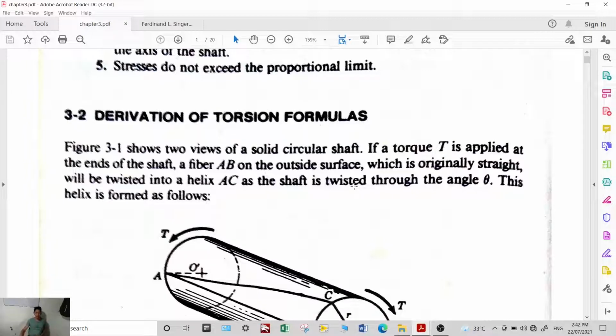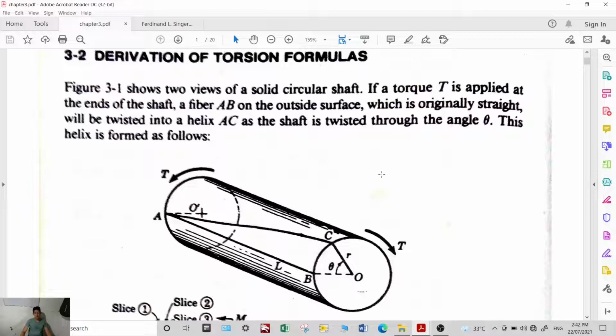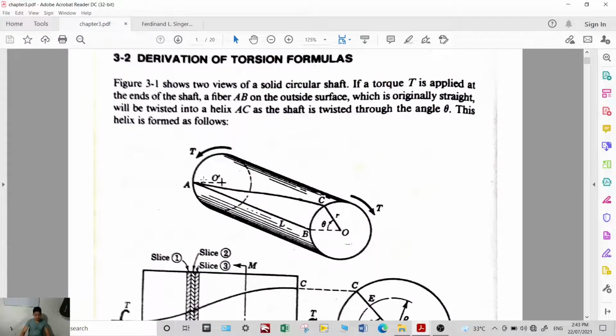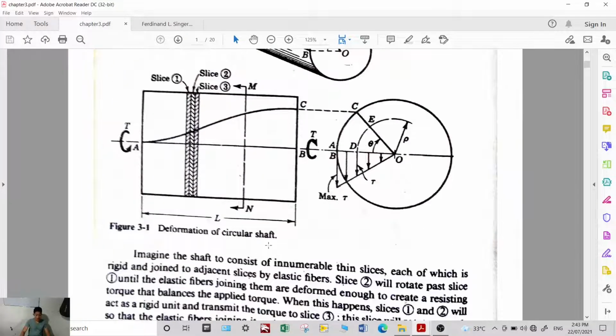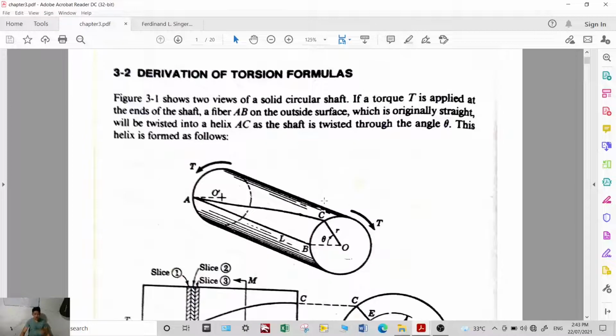So in order to derive the formula, we will use this diagram, figure 3-1. This is a circular shaft, and we have a torque applied at both ends of the shaft. And then a fiber AB, on the outside surface. Originally, this is straight. It will be twisted into a helix AC.